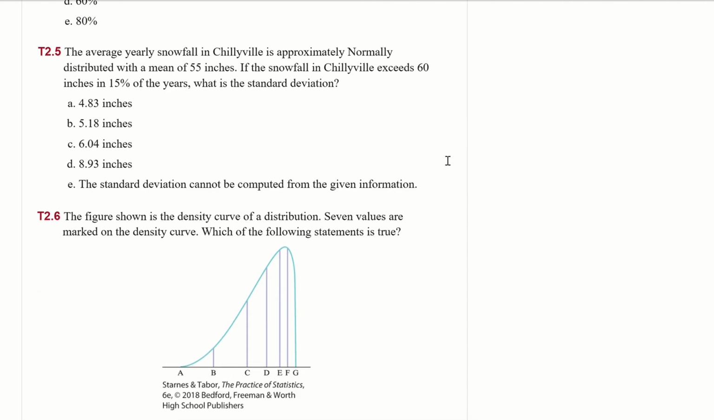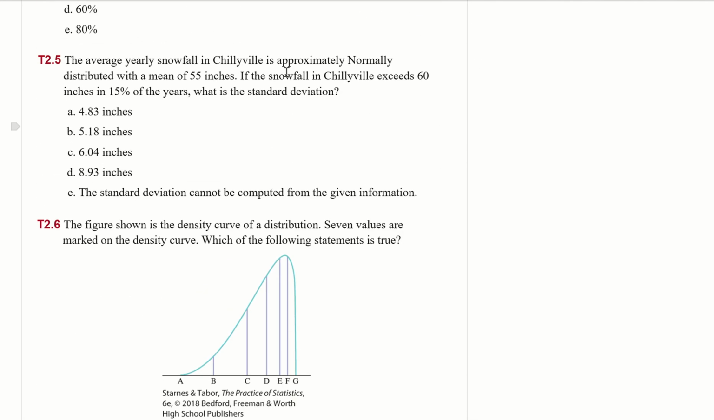All right, so 2.5. The average yearly snowfall in Chillyville is approximately normally distributed with a mean of 55 inches. If the snowfall in Chillyville exceeds 60 inches in 15% of the years, what is the standard deviation? Okay, so we're going to solve for standard deviation. It says it's normally distributed, which means we can use the z-score formula, right? It says here that the mean is 55.